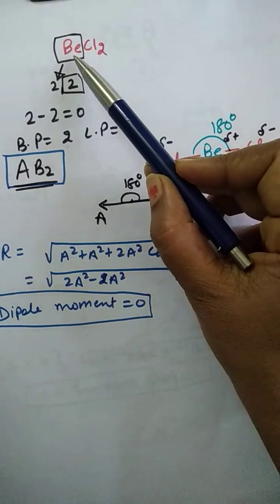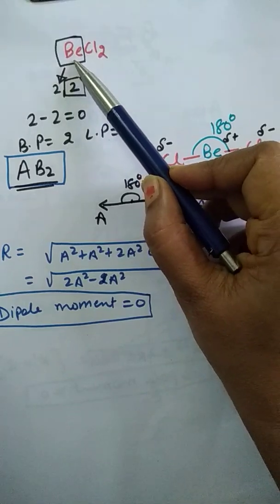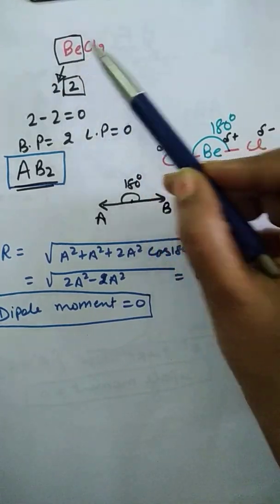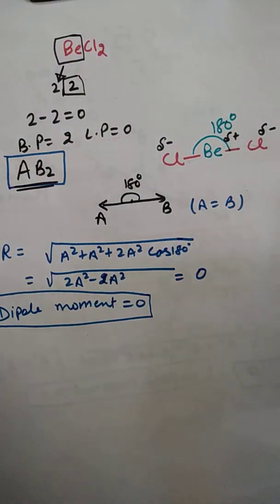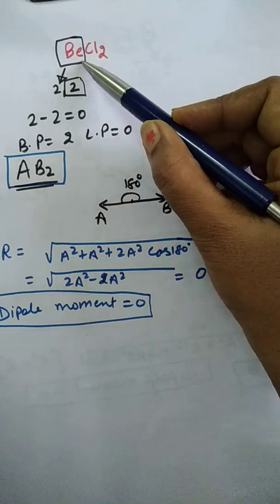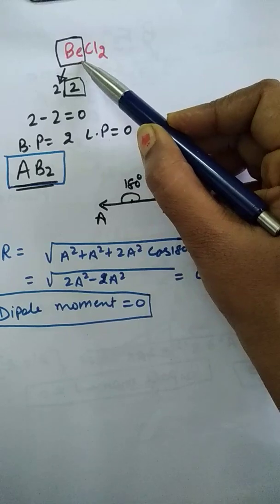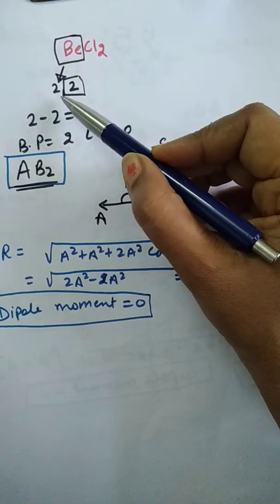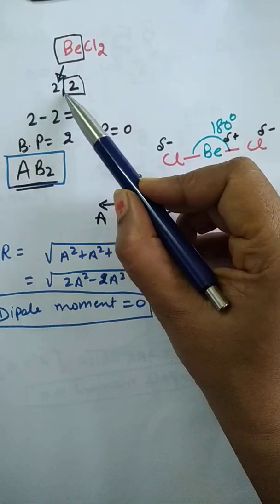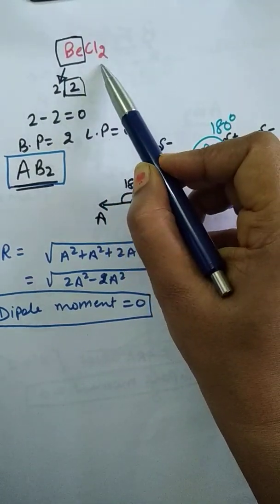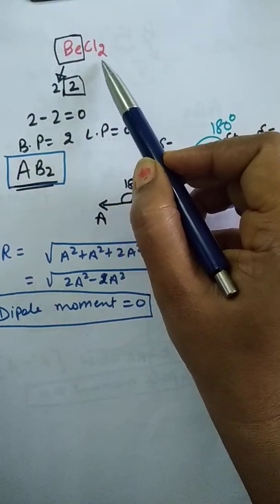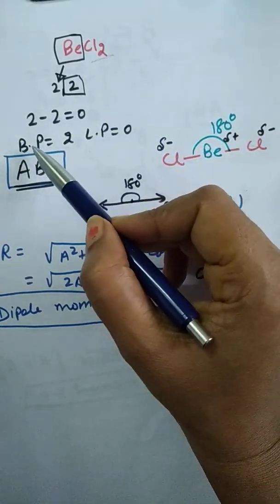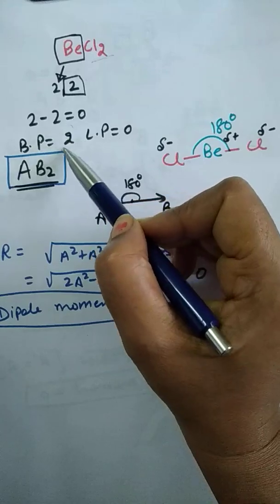For example, if I am given this molecule, beryllium dichloride, the first thing I need to figure out is the central atom. The central atom in this molecule is beryllium. I know the atomic number of beryllium is 4, so I will write its electronic configuration: 2, 2. Now there are 2 chlorines, so definitely it will make 2 bonds with these 2 chlorines. That means the number of bond pairs is 2.